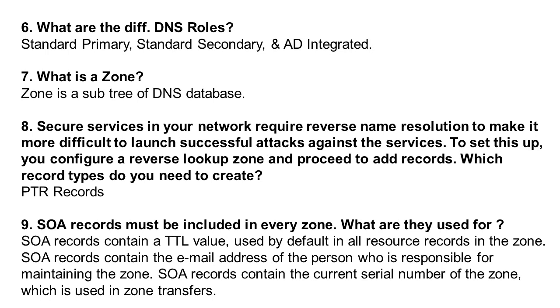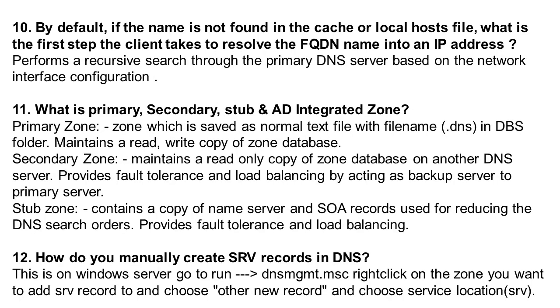SOA records contain a TTL value used by default in all resource records in the zone. SOA records contain the email address of the person who is responsible for maintaining the zone. SOA records contain the current serial number of the zone, which is used in zone transfer.